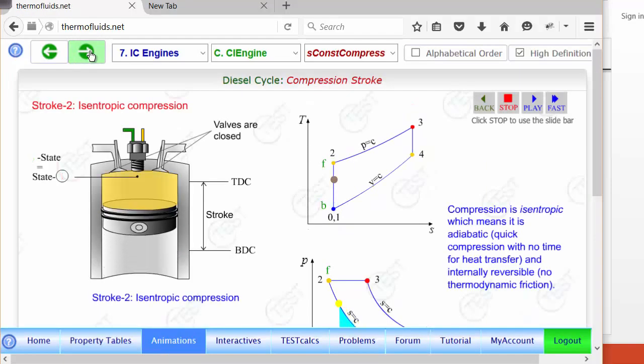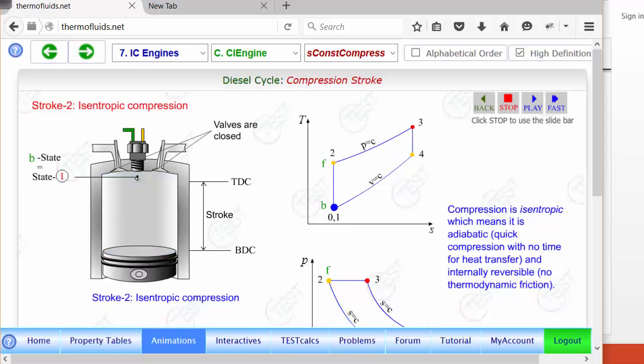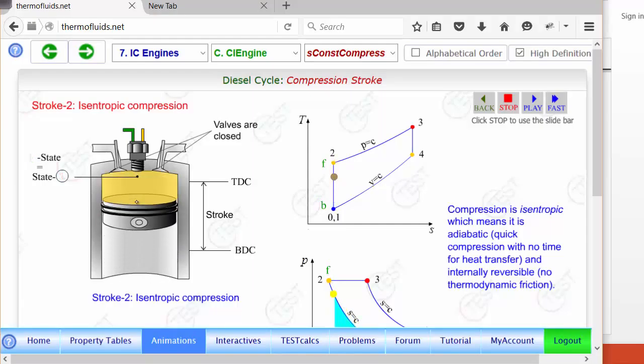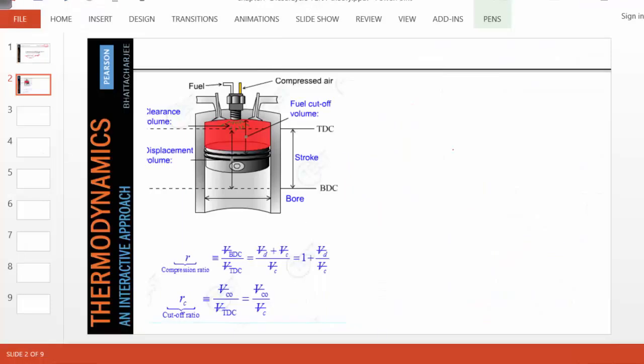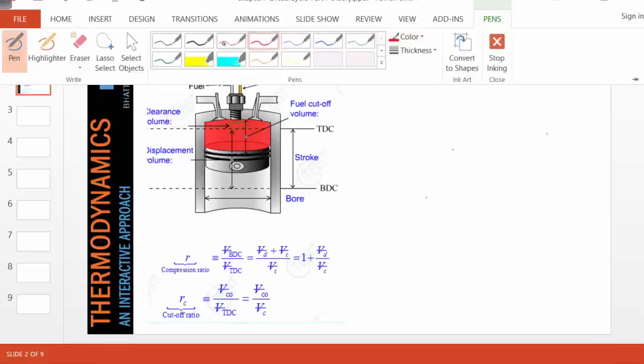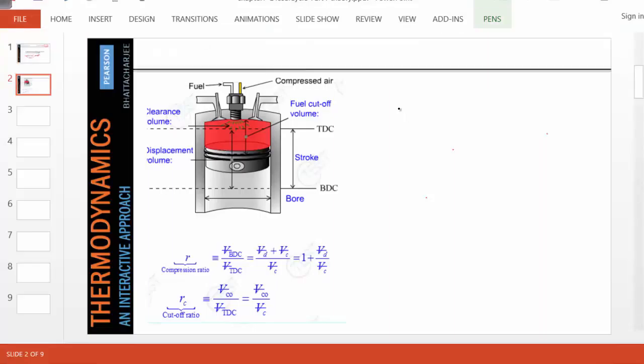What about the compression stroke? Same here. During the compression from bottom dead center to top dead center, we can neglect any heat transfer because the compression is very rapid, and we can neglect the entropy generation. There is no friction inside, and as a result, we can say the compression is isentropic, just as in the Otto cycle. Okay, let's start building the TS diagram as we discuss this.